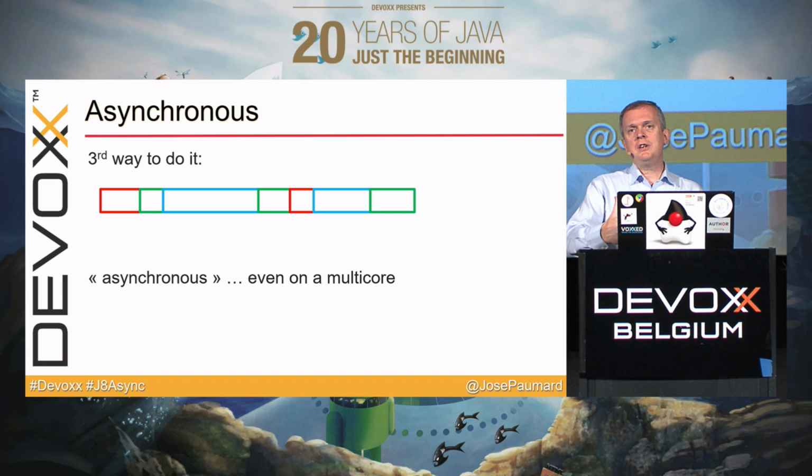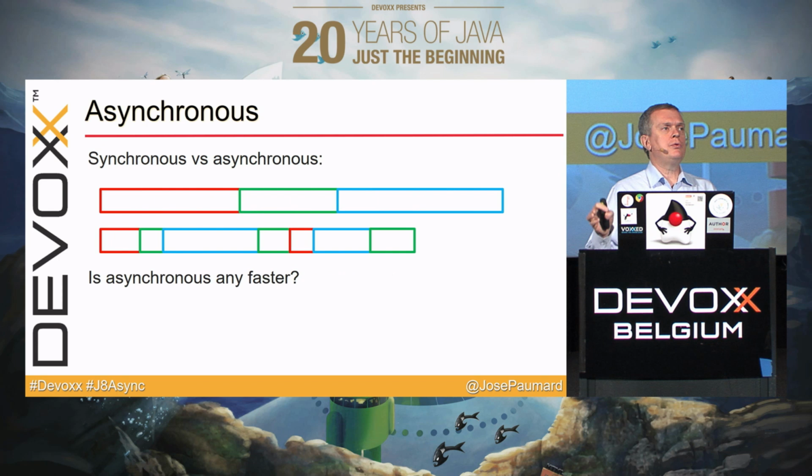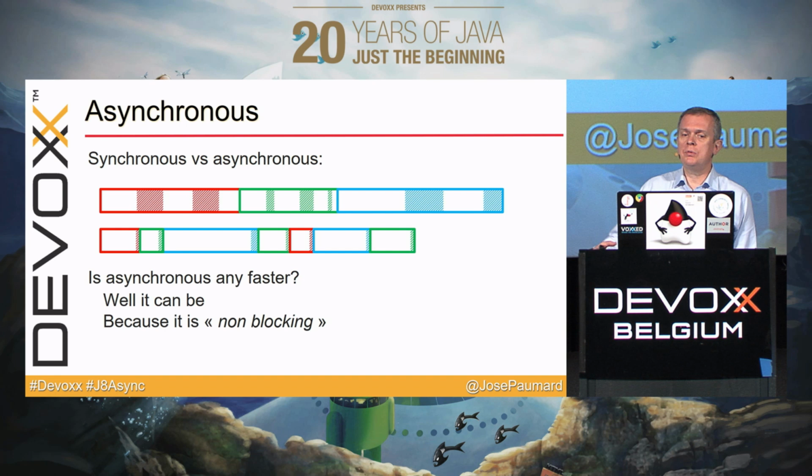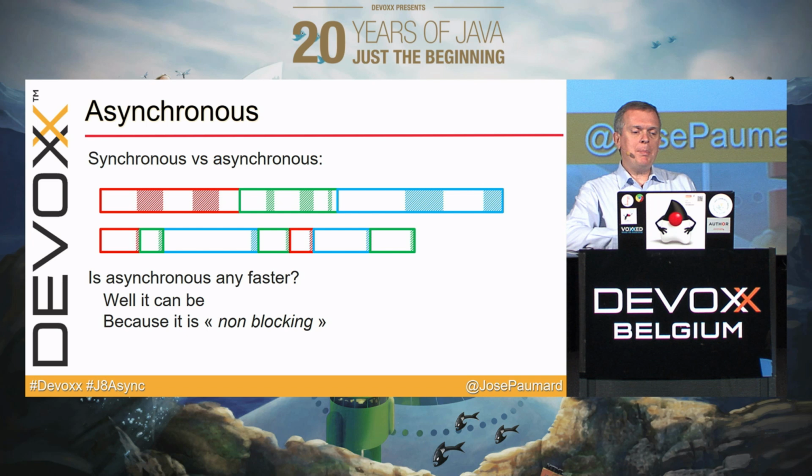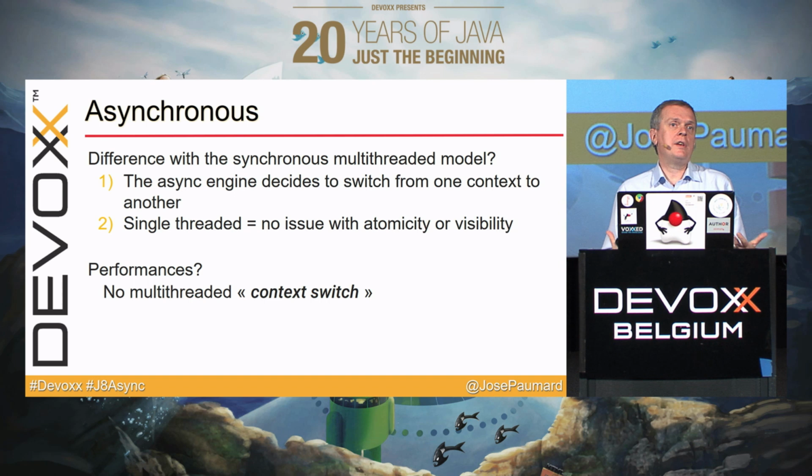Now, I could compare synchronous versus asynchronous. Is asynchronous any faster? Well, it depends on my asynchronous engine, in fact. If this engine is able to switch from one task to another, it will be indeed faster. If it's not the case, it will be the same kind of performance. But I could compare multi-threaded versus asynchronous. Is asynchronous any faster than multi-threaded? Well, it can be. Because asynchronous is non-blocking, and if I'm in a multi-threaded model, I need to switch the context of the threads. And I will not have to pay for that in an asynchronous world.